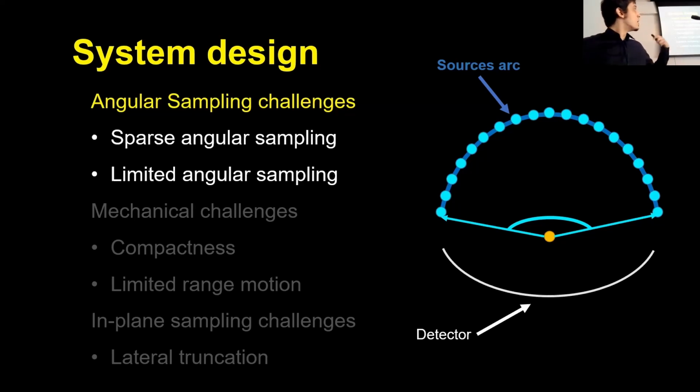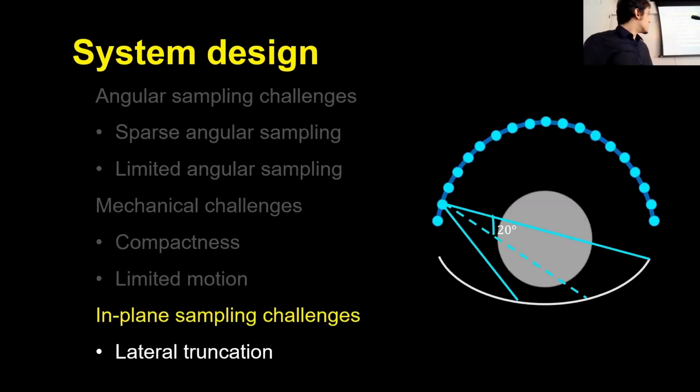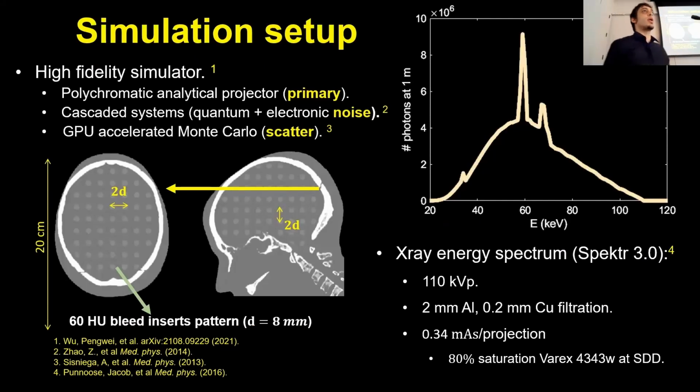Besides that, we have some mechanical challenges too, such as making the system as compact as possible so it is easy to carry, and also limiting as much as possible the motion of this system. We are also going to have in-plane sampling challenges, as for some views we are going to have lateral truncation, in which parts of the volume are outside of the projection plane.